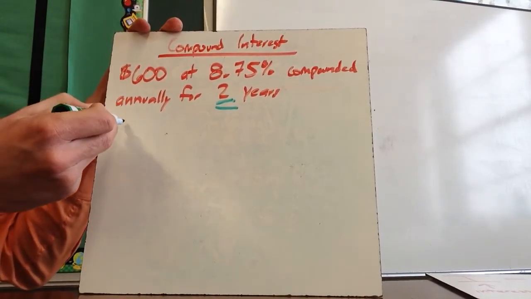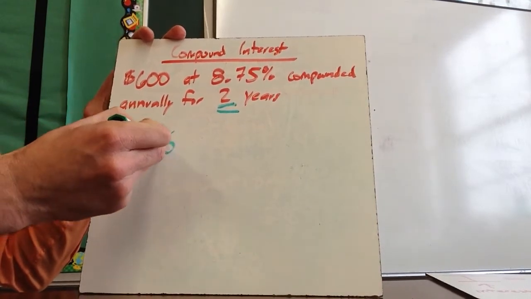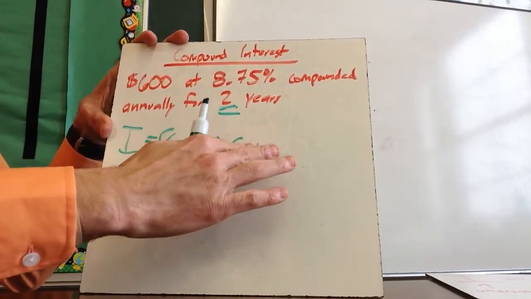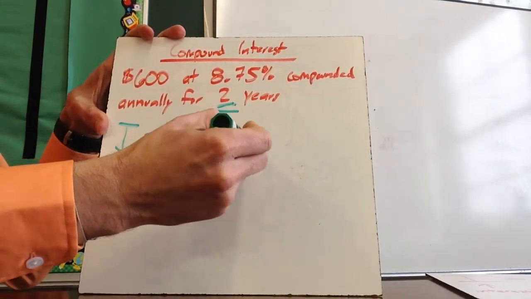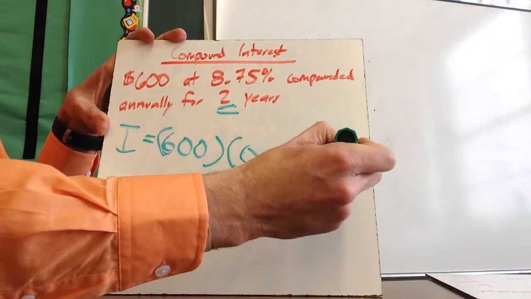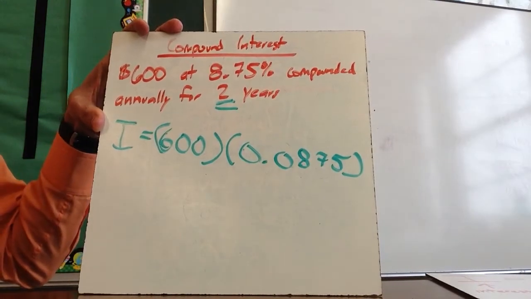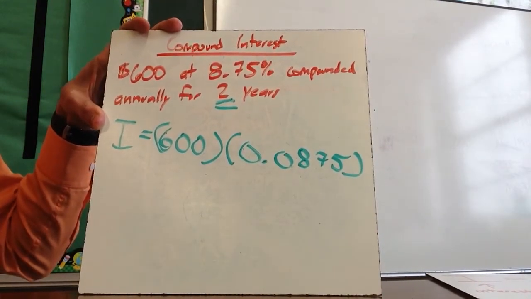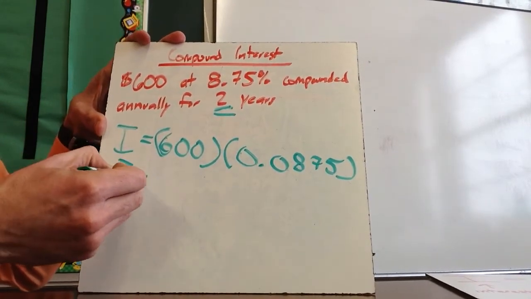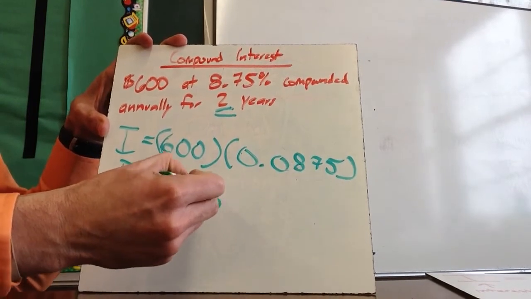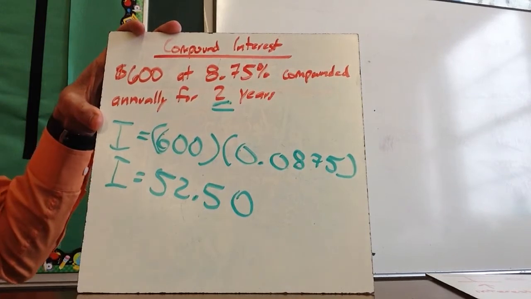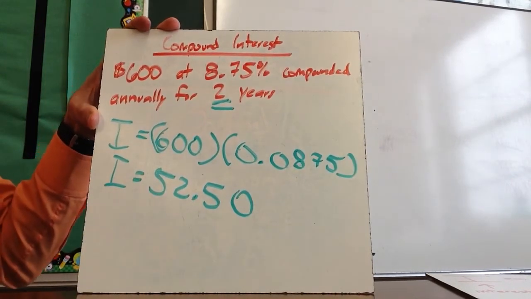So this is 600, so interest equals $600 times, remember I have to write this as a decimal, 0.0875. Remember that we're talking about 1 year. So now I go 600 times 0.0875, and I get $52.50. So this is what my calculator would show. Remember, since we're talking about money, I'm going to add this extra 0. But here's the trick to a problem like this.